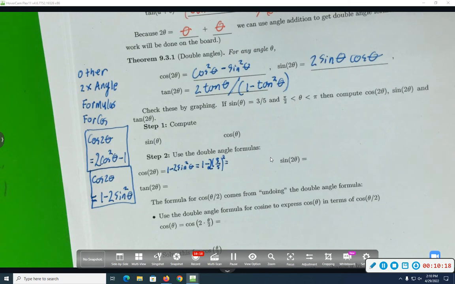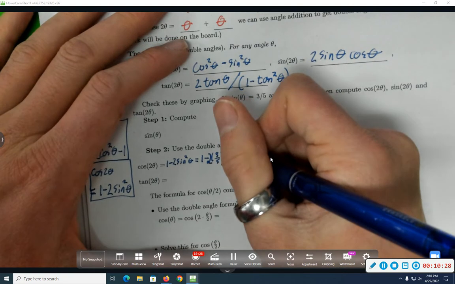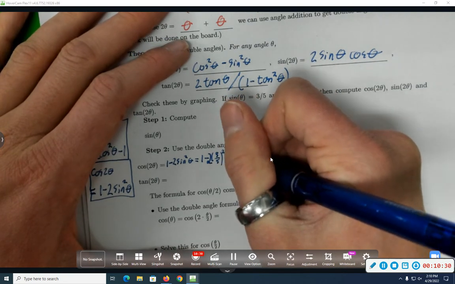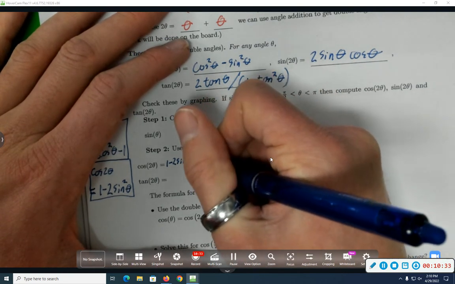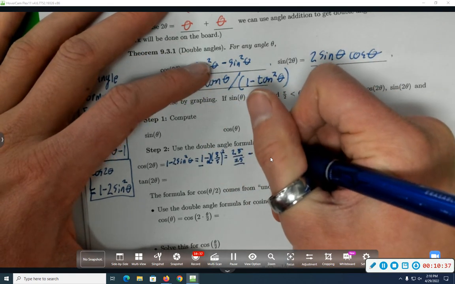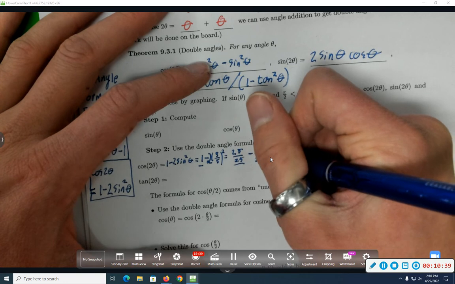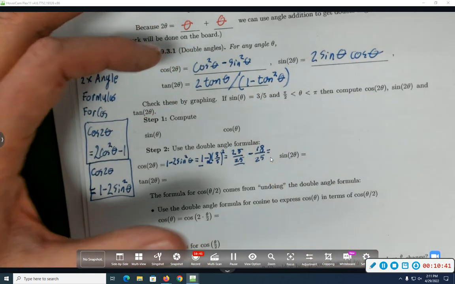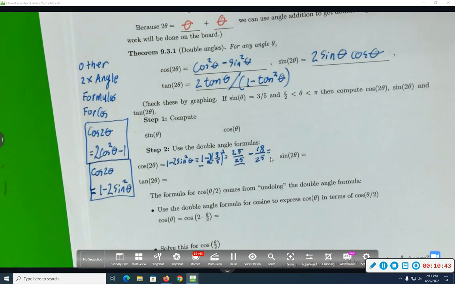So let's do it. So 3 over 5 squared becomes 9 over 25. So we actually write the 1 as 25 over 25 to make the subtraction easier. This will become 25 25ths. That's the 1. Minus 2 times 9 is 18 over 25. So far, so good?